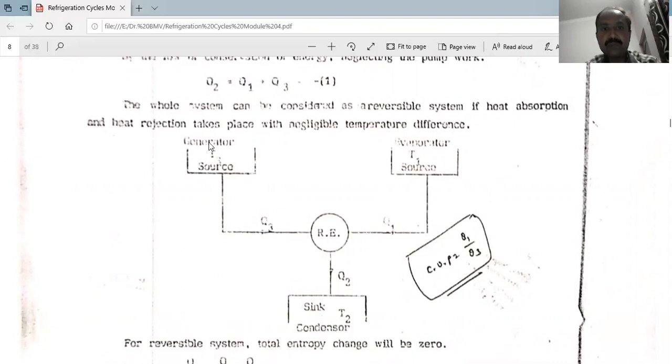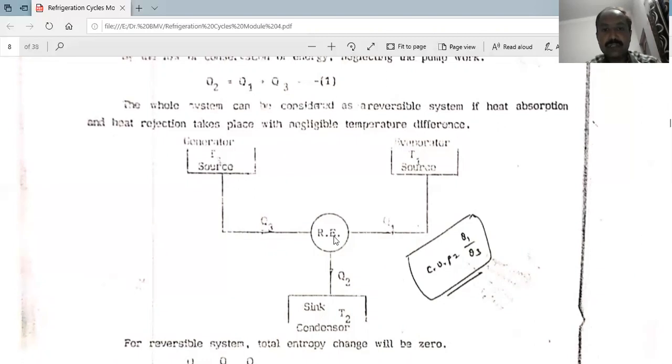This block diagram contains the generator, whose operating temperature we can call T3, and the evaporator, whose operating temperature is T1, and the sink, which you can call the condenser, whose operating temperature is T2. Here the refrigeration effect is produced. The Q1 amount of heat is absorbed from the T1 source, and the Q3 amount of heat is absorbed from the temperature source T3.